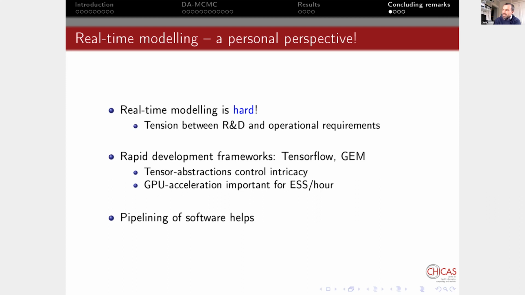TensorFlow has helped us, and the GEM project, which is Wellcome funded, which is an attempt by us to develop a probabilistic programming language for epidemics, has certainly made that process quicker than it would have been perhaps 5 or 10 years ago. And GPU acceleration available through TensorFlow and TensorFlow's sort of tensor abstraction features has really helped. And the other thing that's helped is pipelining and automation of our analysis.